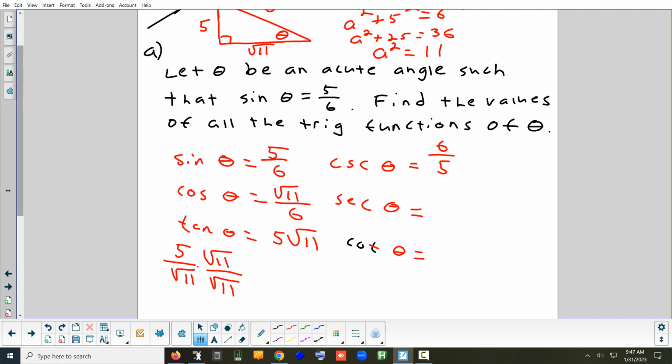Oh yeah, over. Is it over 11? It's over 11, because the square root of 11 times the square root of 11 is 11. So it's still over 11.